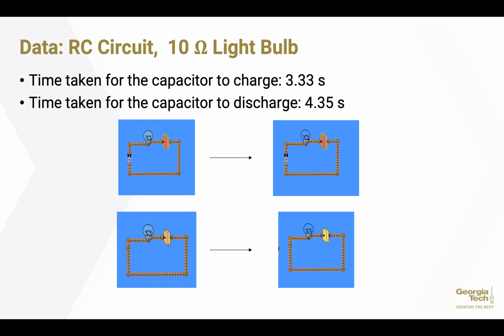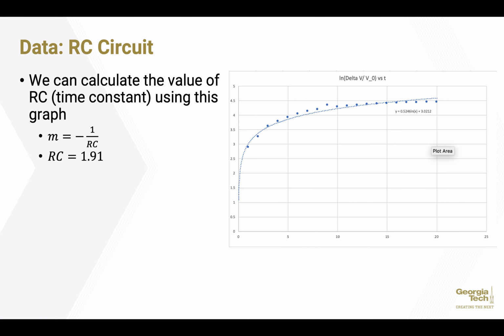For a 10 ohm light bulb, we found that it took 3.33 seconds for the capacitor to charge and 4.35 seconds for the capacitor to discharge. For a 20 ohm light bulb, it took 9.38 seconds for the capacitor to charge and 21.82 seconds for the capacitor to discharge. Using a similar setup with a 30 ohm light bulb, we recorded 20 seconds worth of data and plotted the natural log of the potential difference divided by the initial potential difference versus time t. The slope of this graph can be used to calculate the time constant RC, which we found to be 1.91.